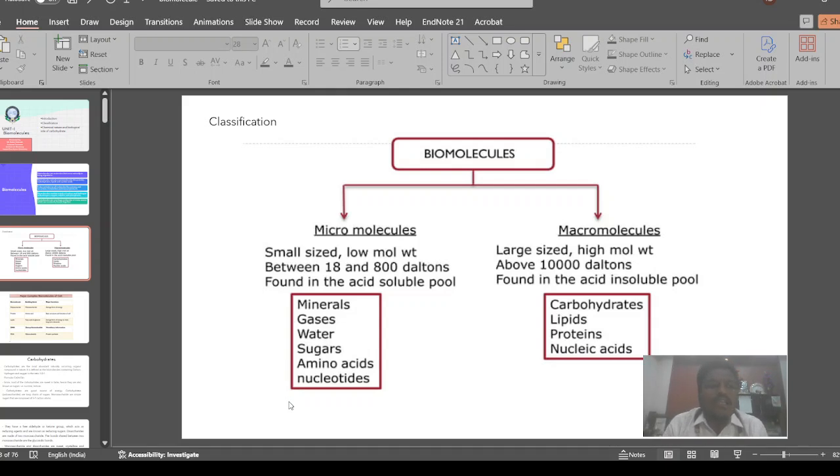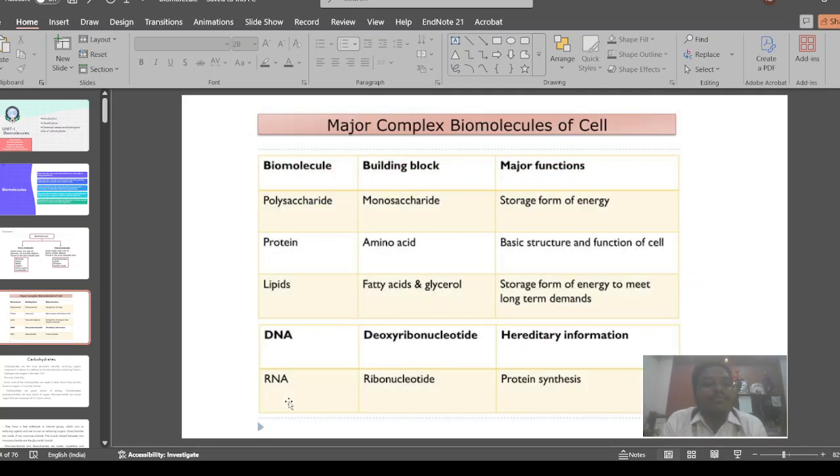Biomolecules, as I've said, are either micromolecules or macromolecules. Micromolecules are the smaller ones, and macromolecules are bigger. Micromolecules come together, join to make the macromolecules. Now, moving to the third slide, major complex biomolecules of cell.